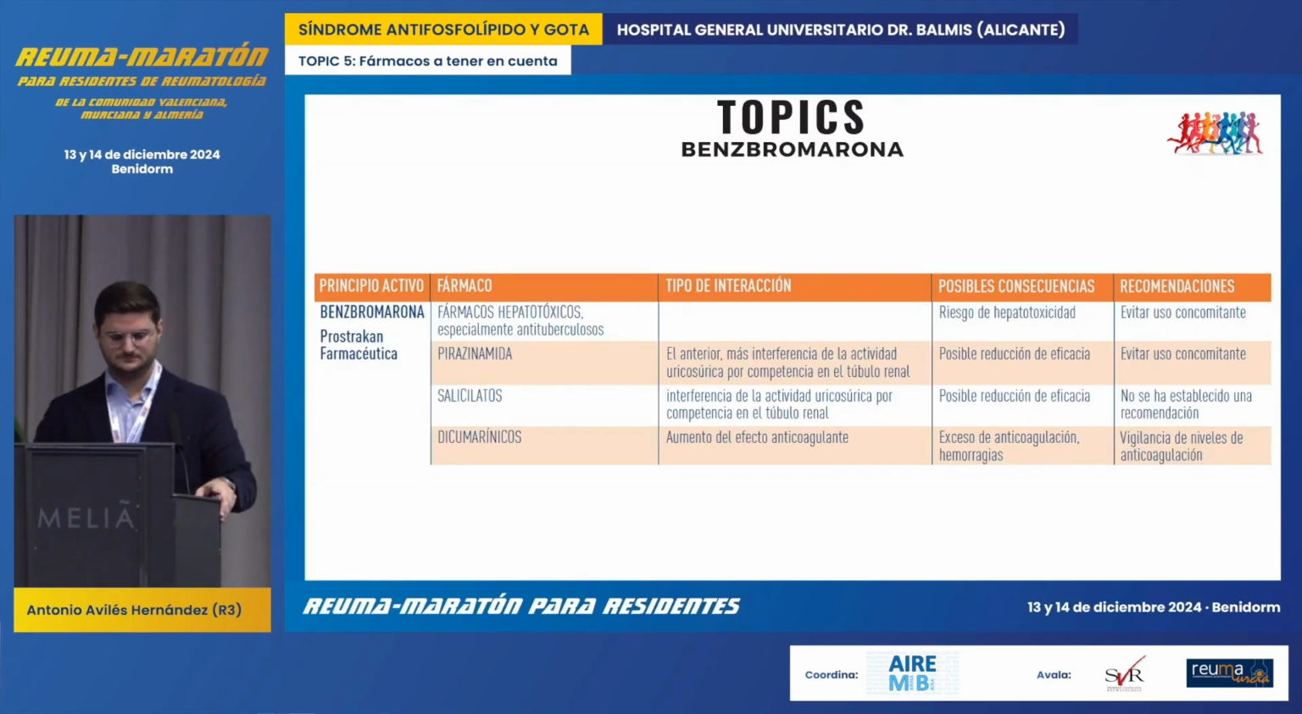Regarding benzbromarone, it interacts with hepatotoxic drugs, mainly anti-tuberculosis medications. And in this case, it is indeed recommended to avoid its use concomitantly with pyrazinamide. However, salicylates can be used without any specific recommendation, although they may reduce its effectiveness. And regarding the combination with coumarin anticoagulants, it is recommended, as previously mentioned, to monitor anticoagulation levels, but discontinuation is not advised.